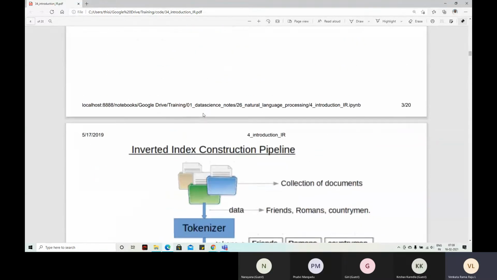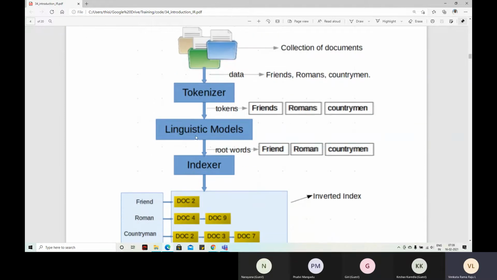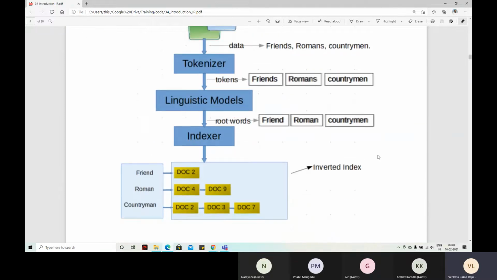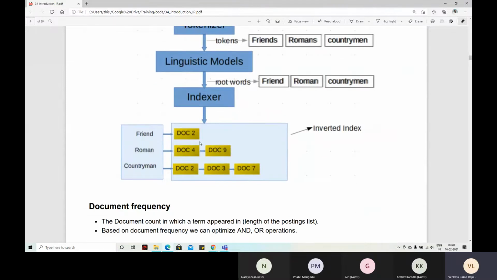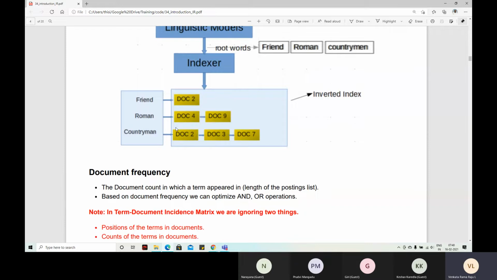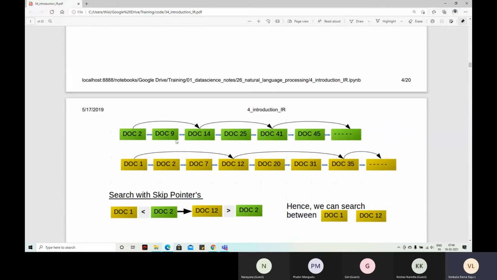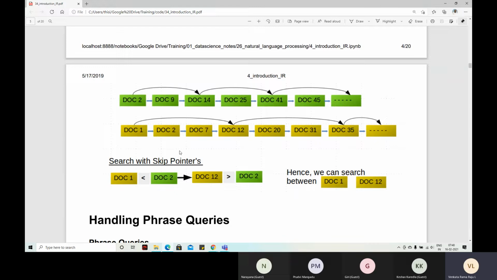To build the inverted index, we collect data, then split the data into tokens, and then using a linguistic model we find the root words. Linguistic model means maybe a stemmer or lemmatizer, and then we index the documents and create a database. Using this database we do the queries. If you take the inverted index as the representation, then the skip pointers will actually reduce the search time.